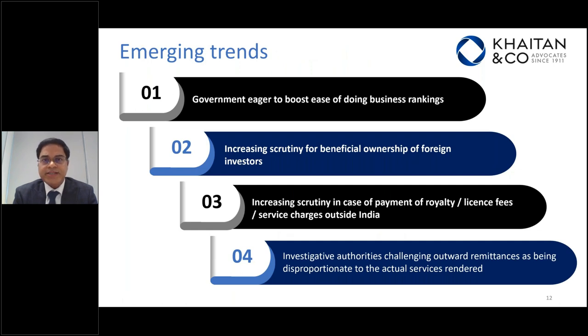Now, some of the emerging trends which we see, based on our recent experience with government. Of course, the government is very eager to boost ease of doing business, and at the same time, they are liberalizing the foreign direct investment policy, and they have opened a lot of these sectors for foreign investors to invest into the automatic route. I will deal with some of the recent steps taken by the government to open some of the sectors under the automatic route in a later slide.